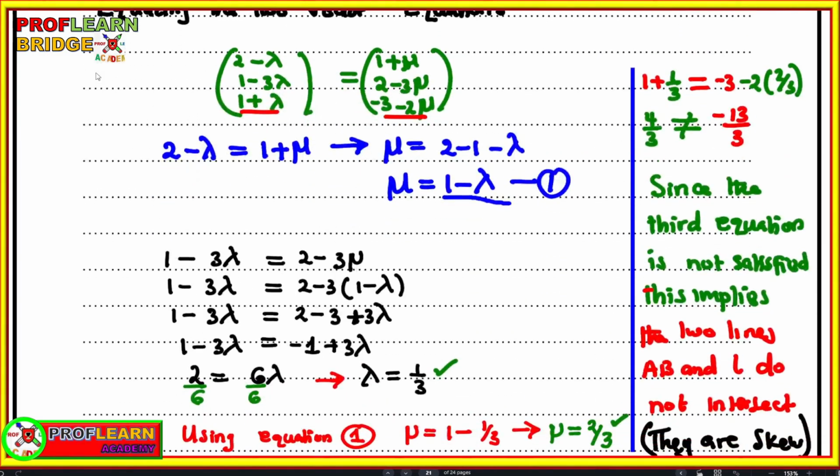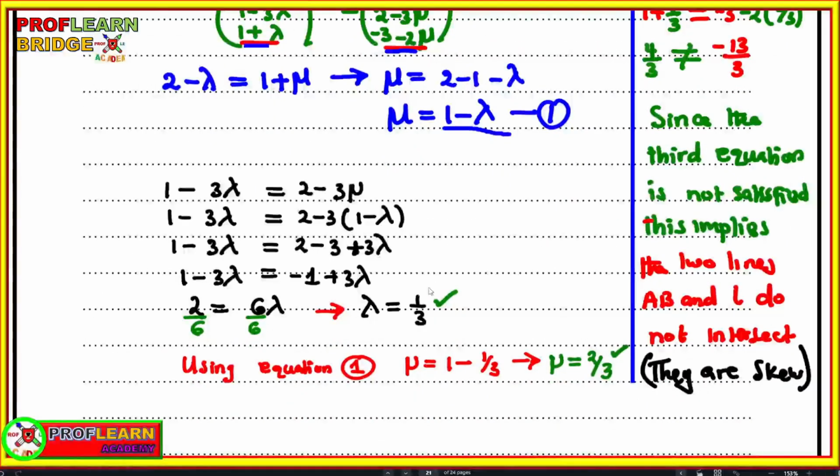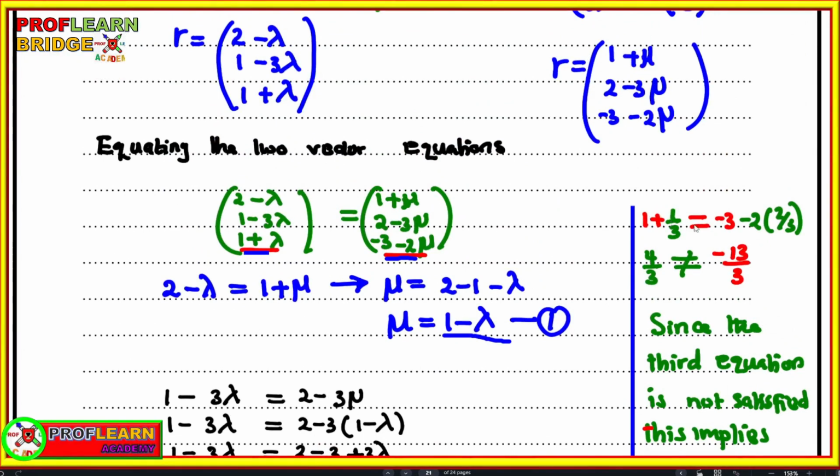Now, remember, for the two lines to intersect, this third equation must also be satisfied by the values of lambda and mu that we have obtained. So substituting them into the third equation, we are going to get that 4 over 3, in fact, is not equal to negative 13 over 3.